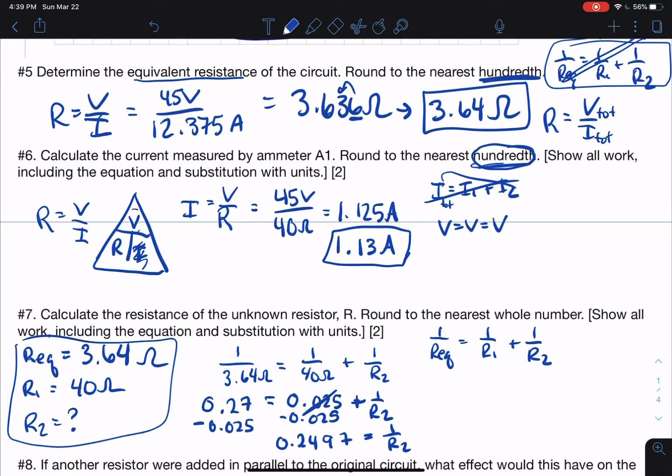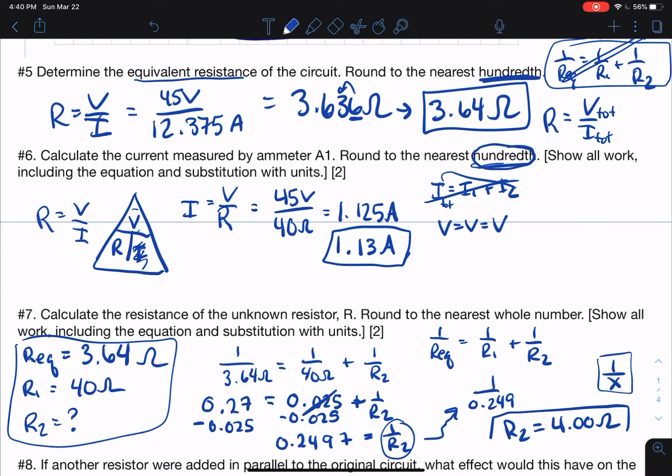So that is not my total resistance for R2 because it's 1 over R2. So what you have to do is you have to flip that. So you have to basically put it 1 over 0.249, that big number. And the easiest way to do that, to be honest, is in your calculator, there should be a 1 over X button. And if you click that button, it will automatically flip it for you. And you get that R2 equals 4.00 ohms. And it says, of course, to round to the nearest whole number, so we would just say 4 ohms.